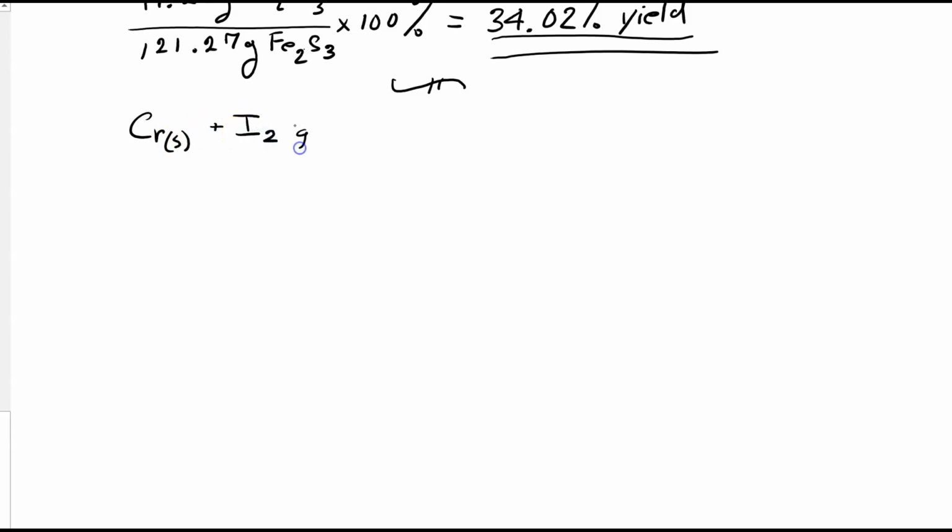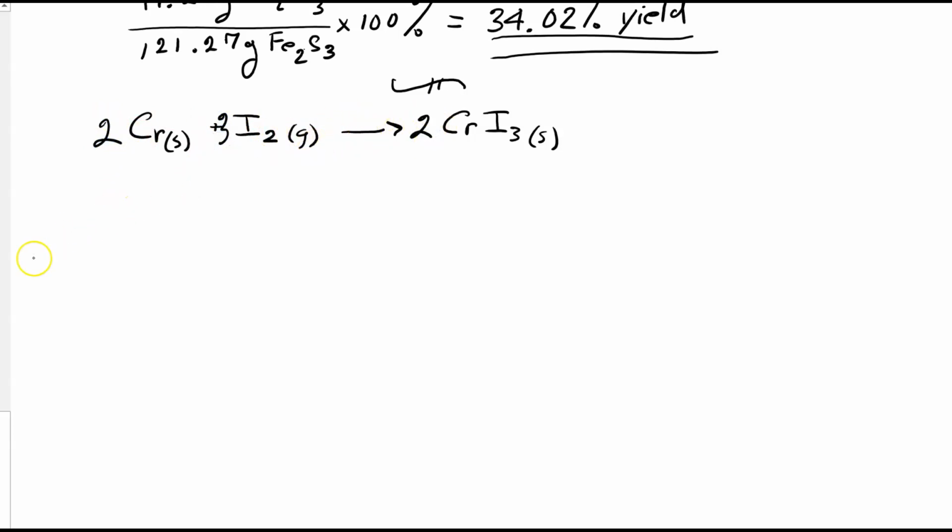Now it turns out if you react chromium metal with iodine, you can make what's called chromium 3 iodide, and that's a solid. And we need to balance this reaction. So the balance of this reaction would be 2 of these, 3 of these, and 2 of these.